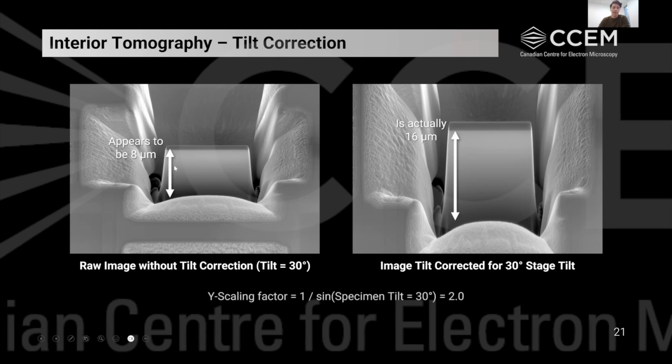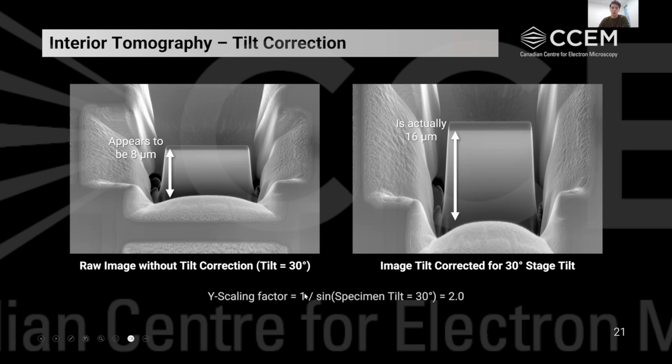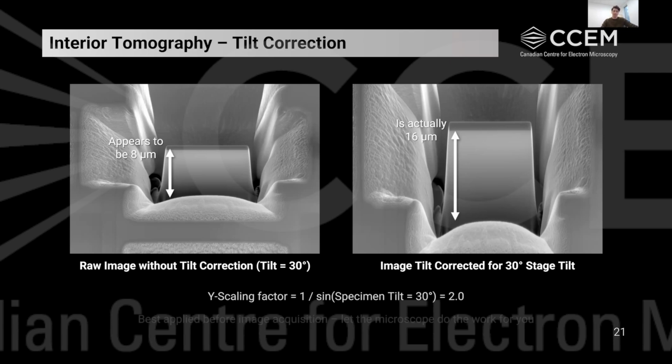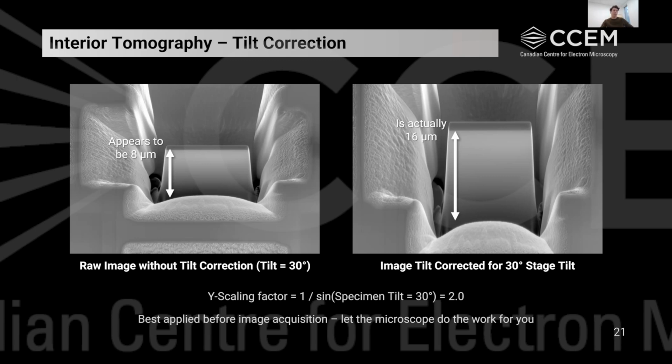So some of our features can be distorted if we don't have this tilt correction feature enabled. And that Y scaling factor, that digital correction, is a function of our specimen tilt angle. The exact formula is here. It's 1 over the sine of the specimen tilt angle. So in this case, if we're at a tilt of 30 degrees, the image is actually scaled in the Y direction by a factor of 2. And that's what our true cross-section will actually look like. This is best applied before you acquire the images. You can scale them up in post-processing if you need to, but the easiest way to do this is to let the microscope do the work for you.